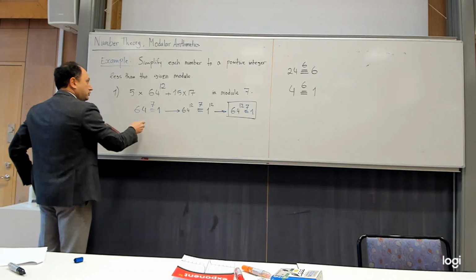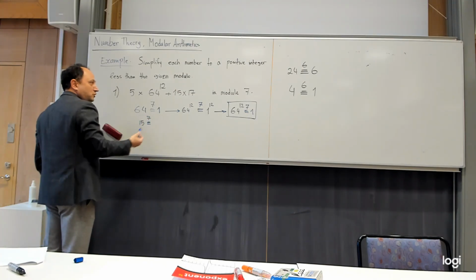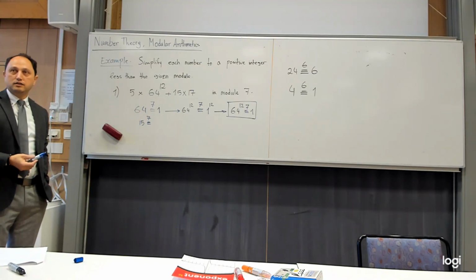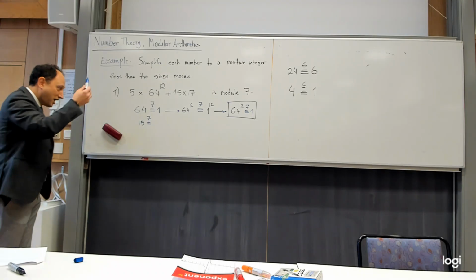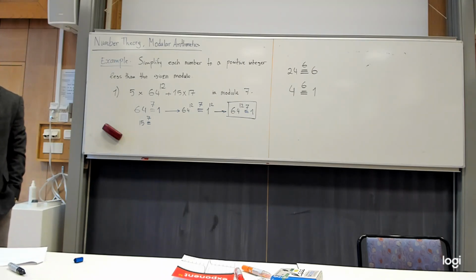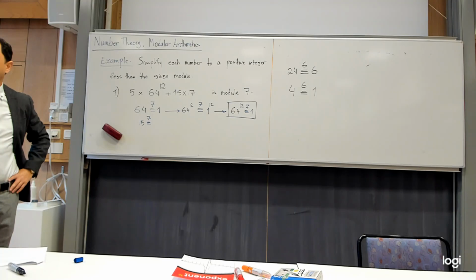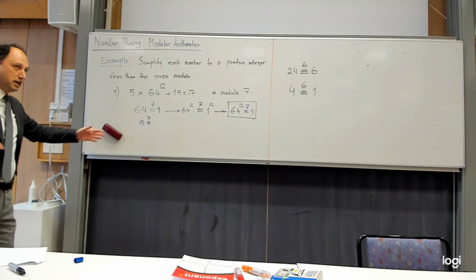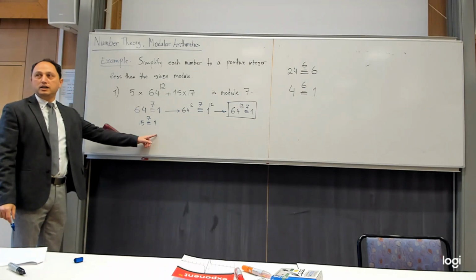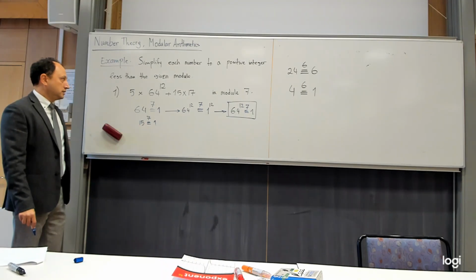So what can I write for 15? Can you tell me something small, a good number? I want you to follow your instincts. So 15, what can I write for 15 in module 7? A very good number. Of course, I can write infinitely many numbers, but which one do you choose, the best one? Because we are humans, we understand what we are talking about. Yes? 1. Agree? 15 is nothing except 1, because 15 minus 1 is 14, and 14 is divisible by 7.